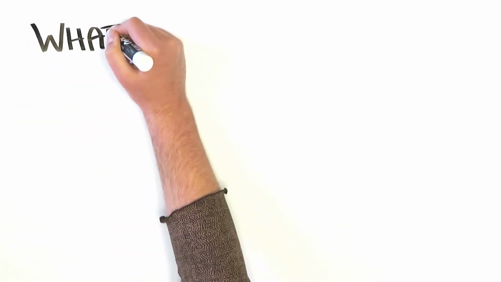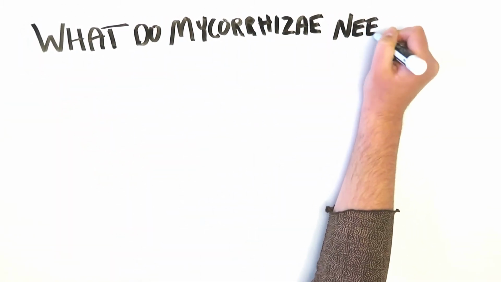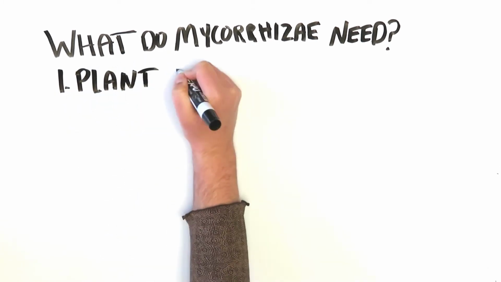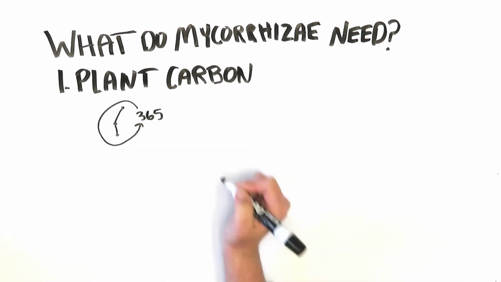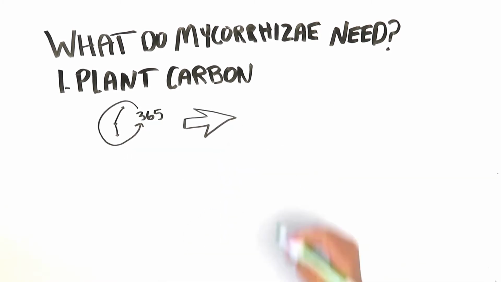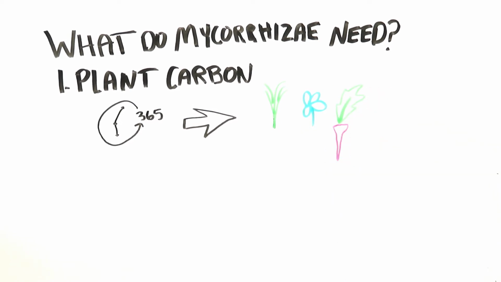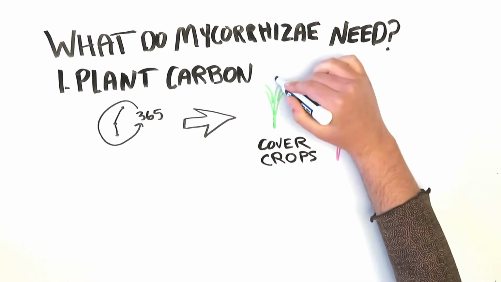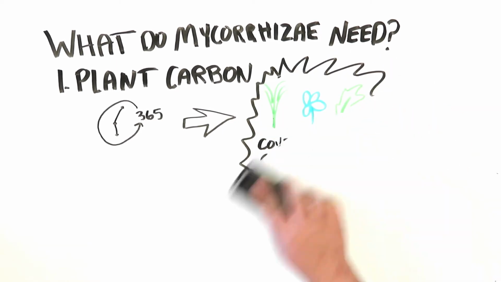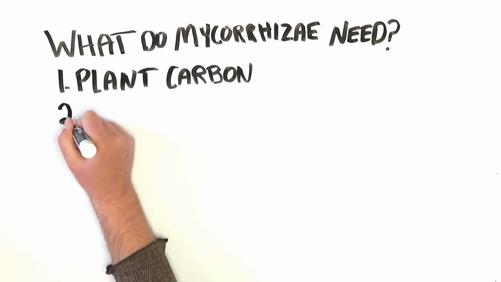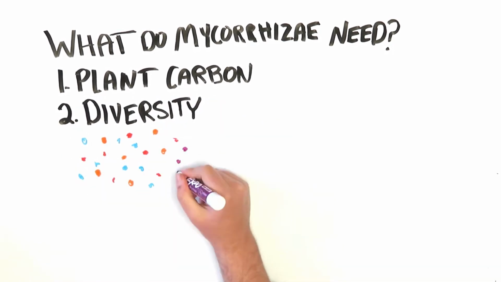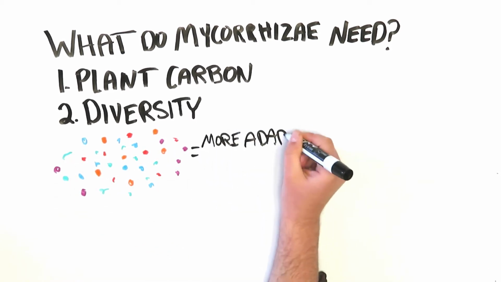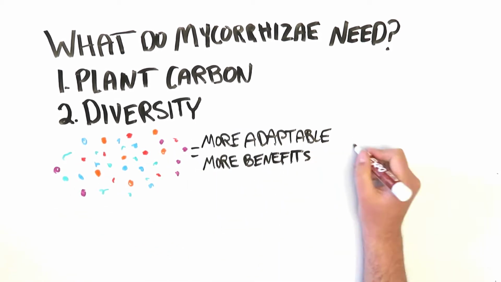To answer that question, it's important to consider what mycorrhizae need to flourish. We know mycorrhizae need plant carbon to meet their energy demands. No matter how much you inoculate, mycorrhizae will still need year-round sources of plant carbon to sustain their populations. This can be achieved by growing cover crops, which provide mycorrhizae with the necessary resources between cash crops. In addition to fostering general mycorrhizal abundance in a field, it's also important to consider the diversity of the mycorrhizal species. More diverse mycorrhizal communities are more adaptable and are thought to provide greater benefits to crops.